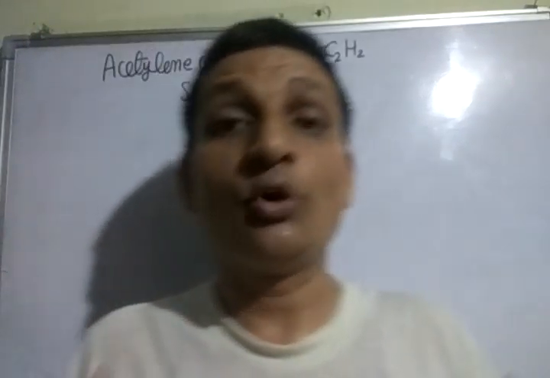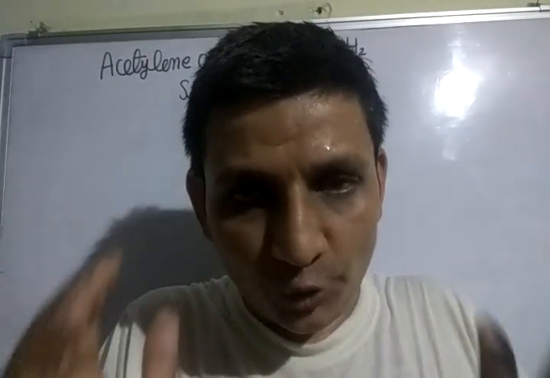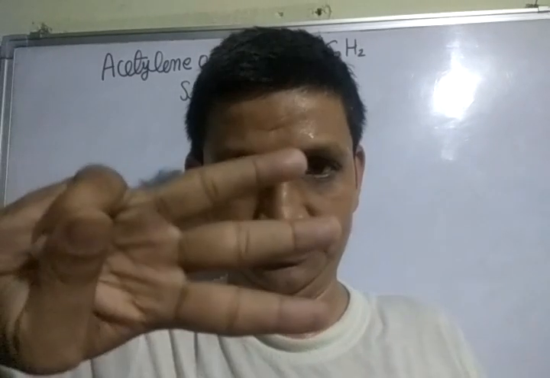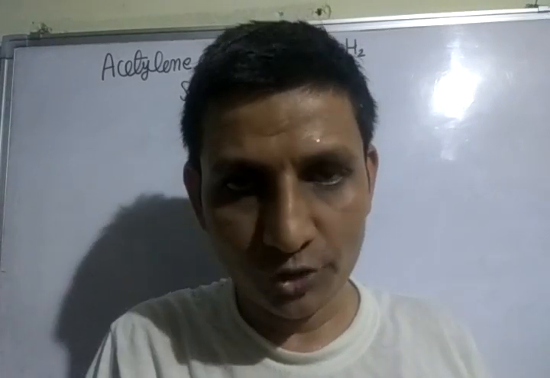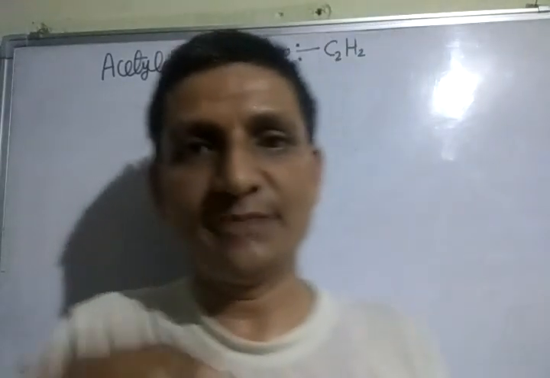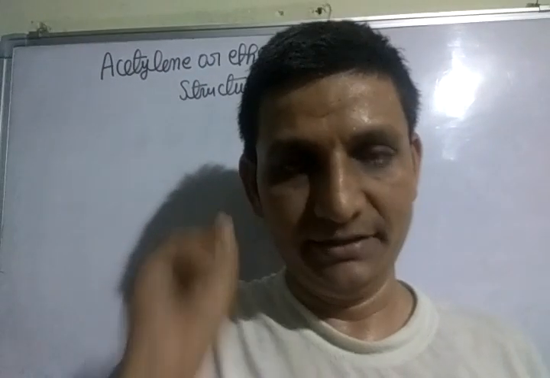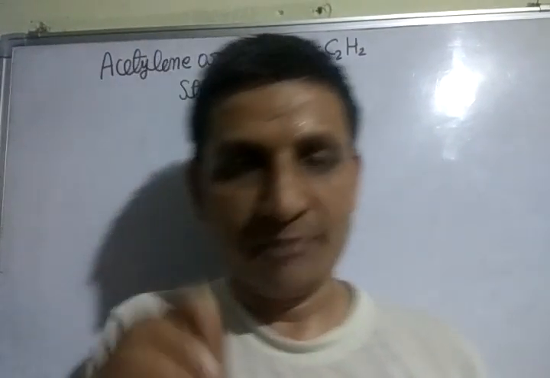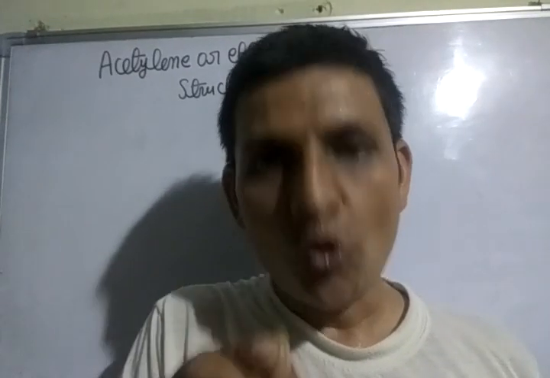First question is, what is alkyne? Unsaturated hydrocarbon in which carbon atoms are connected by triple bond is called alkyne. General formula of alkyne is CnH2n minus 2. First member of alkyne is ethyne or acetylene.